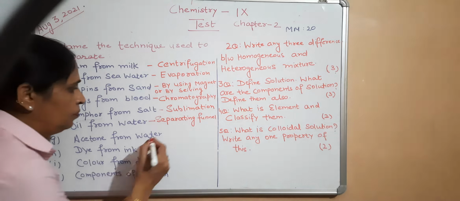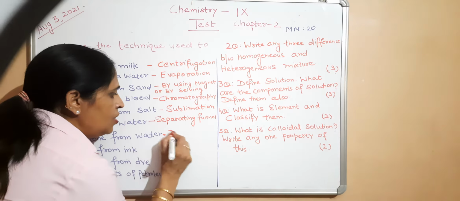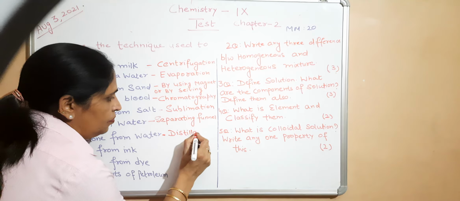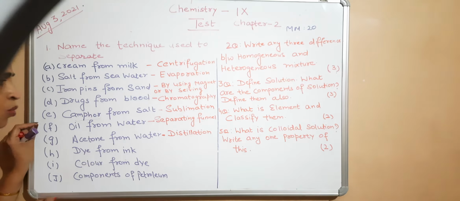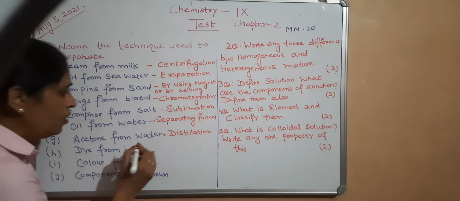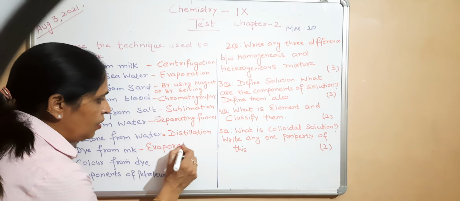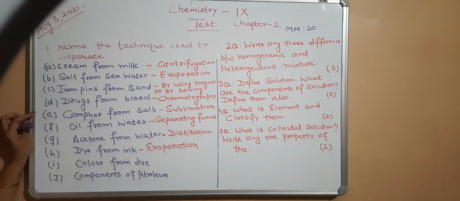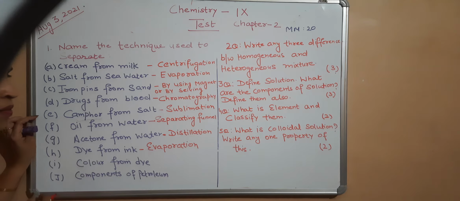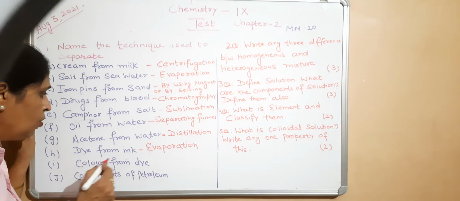Acetone from water. Which method is used to separate acetone from water? That is the distillation method. Acetone and water both are miscible liquids. Miscible liquids means they dissolve in each other, and the distillation method is used to separate two miscible liquids. Dye from ink. Which method is used to separate dye from ink? That is evaporation. By evaporation, the water will get evaporated from the ink and the dye will remain as the residue, because ink is a mixture of dye and water.